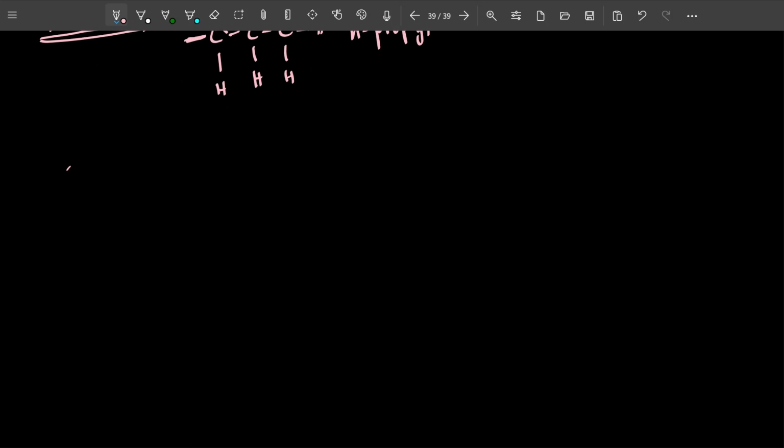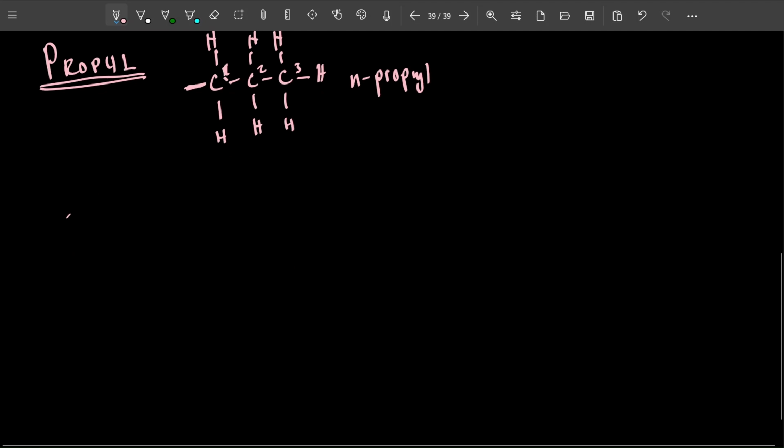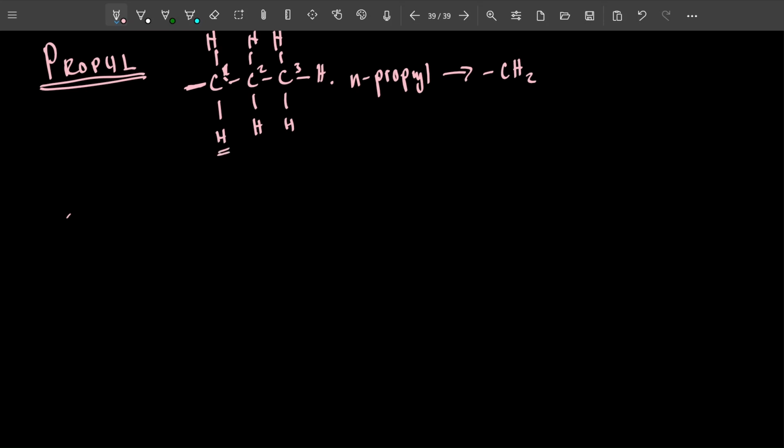Now we have another one, and you'd say, wow, what would it look like? The isopropyl. This is the N propyl, and if you were to write it, you just say dash, and then you have CH2, because these are 2 hydrogens, then another CH2, then CH3. That is your normal propyl.